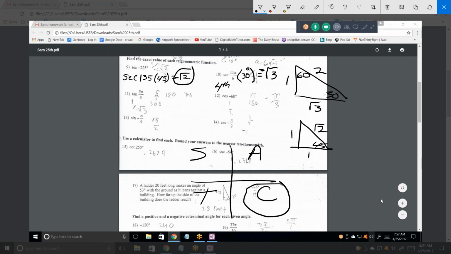Let's do this one, one last one. What's the tangent of 5 pi over 3? What's the reference angle? The reference angle would be 60. Would be 60, 120.